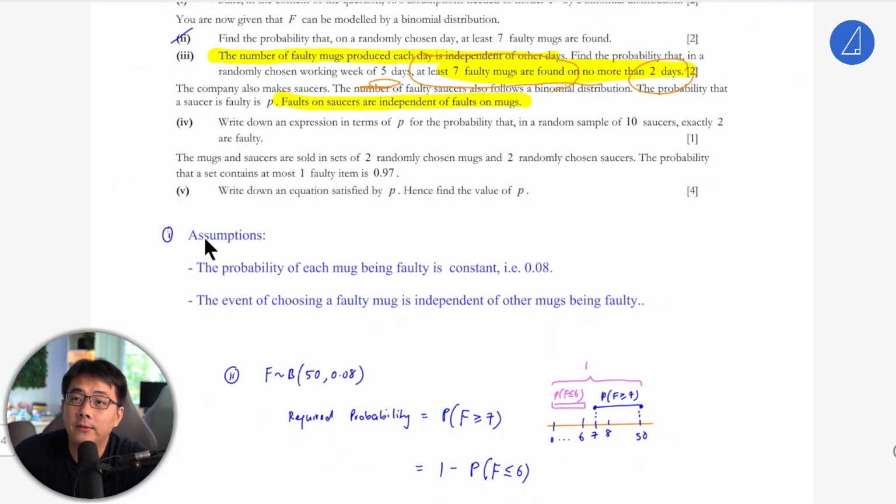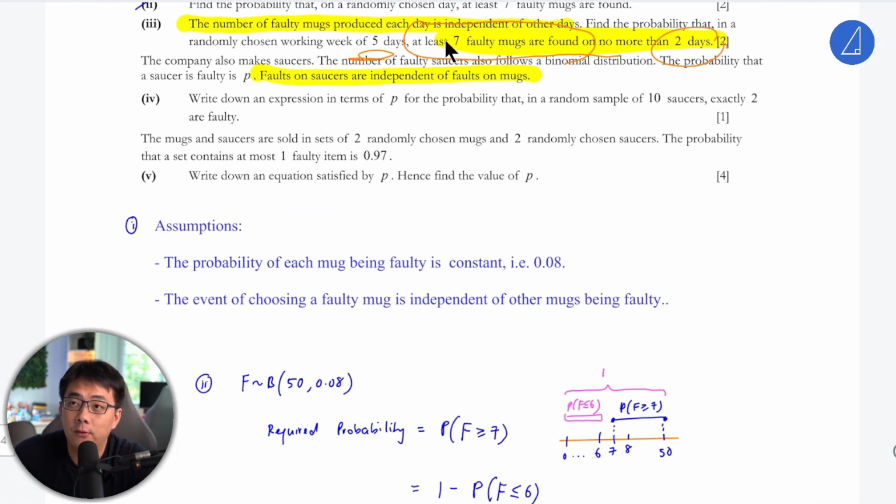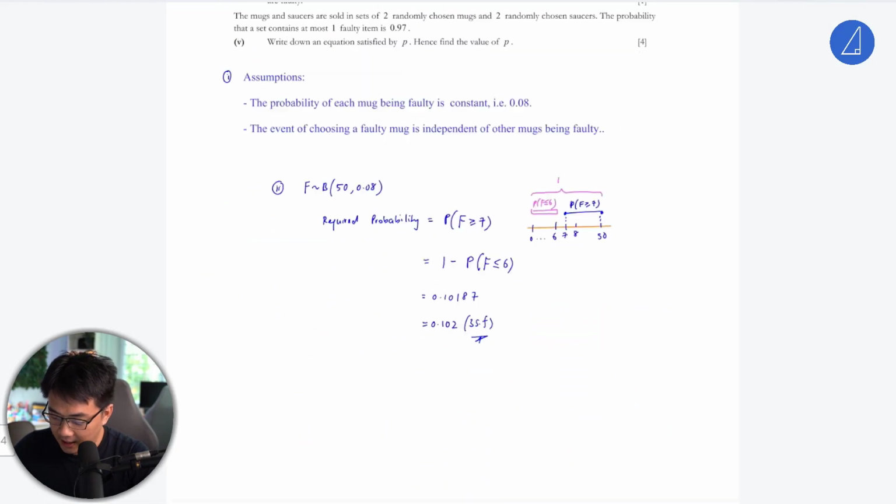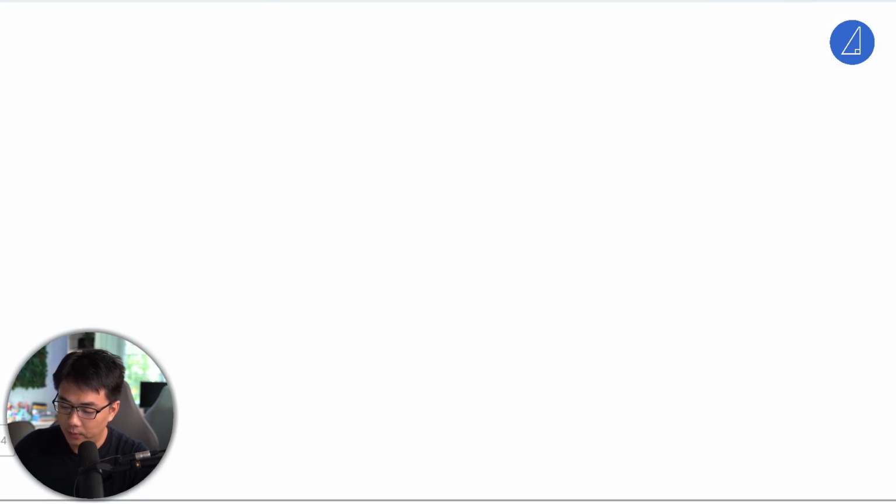Let's look at part 5. The mugs and saucers are sold in sets of 2 randomly chosen mugs and 2 randomly chosen saucers. The probability that a set contains at most 1 faulty item is 0.97. Write down an equation satisfied by P, hence find the value of P. Okay, great.